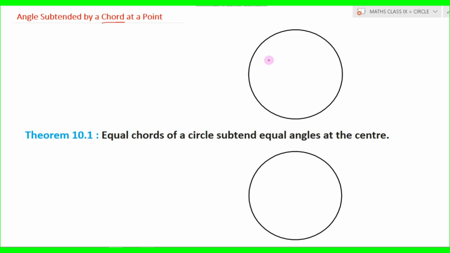In this figure we will consider that this is the point O, the center, and then we take any chord. Let a chord be this. Suppose I name it A and B, AB. So here the chord is AB.